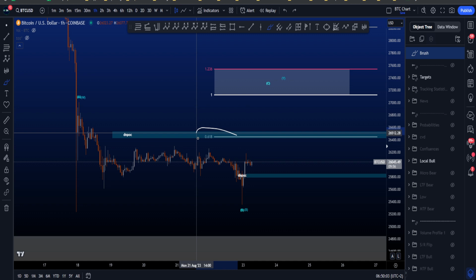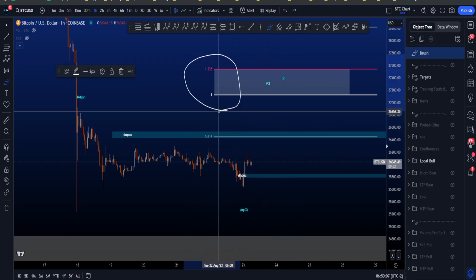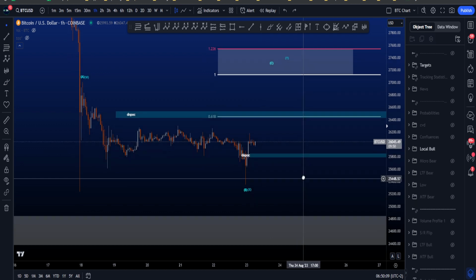So it's very interesting, the 0.618 in confluence with blue and the monthly in confluence with the common target area, exactly what we want to see.